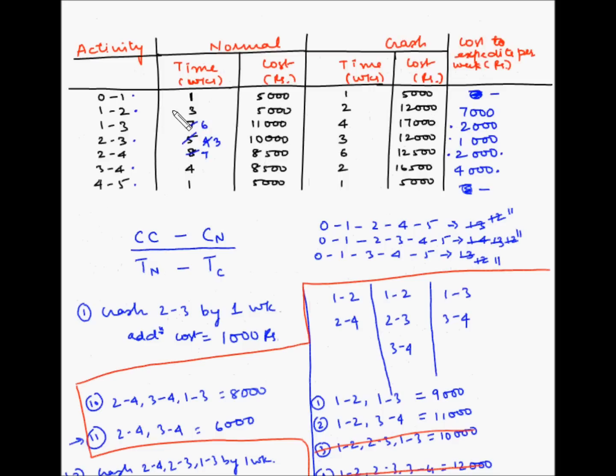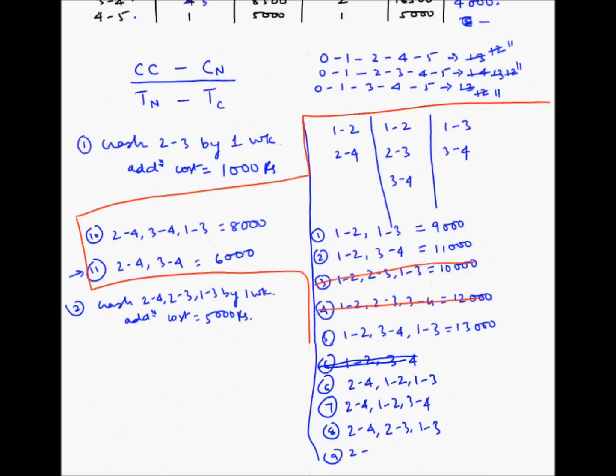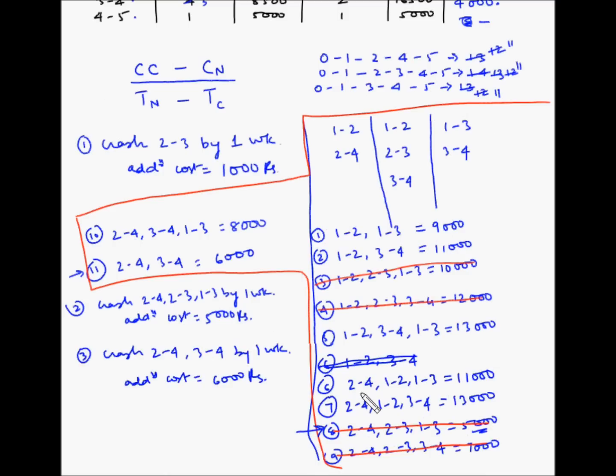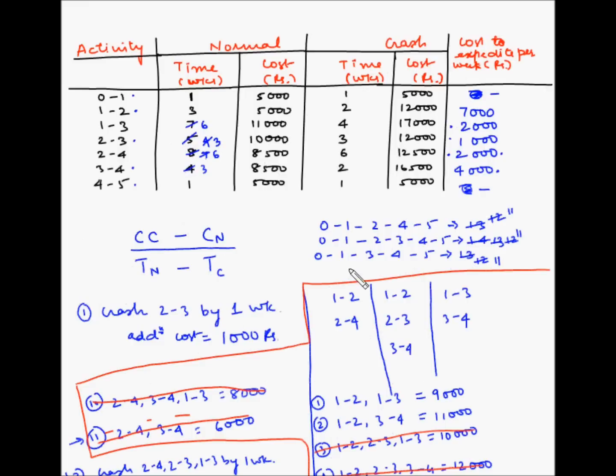And 2 4, 3 4, so let's reduce the duration. So 2 4 is now 6 weeks and 3 4 is now 3 weeks. So now 2 4 has reached its maximum capacity to be shortened, so let's cancel out all the combinations which have the activity 2 4 because we can't further crash it. So this has 2 4, this has 2 4, this one has 2 4, and this one also has 2 4. So now there are still some possible combinations, and all these three paths are still critical paths.